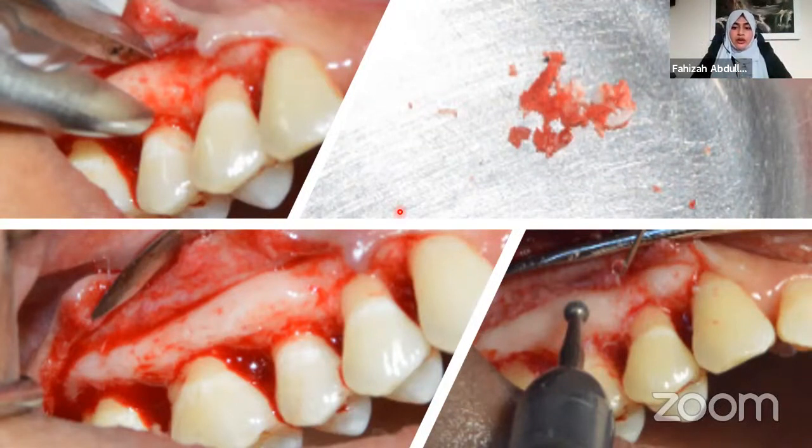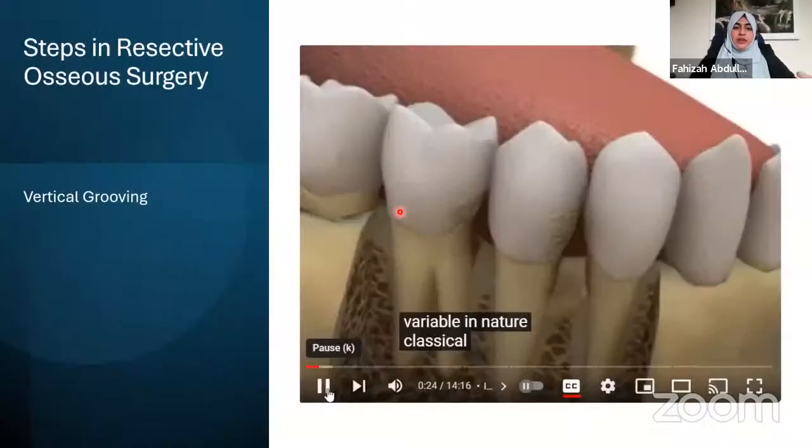Now, when you do an osteoplasty surgery, here I have not well defined the steps in resective osteosurgery as I've done, because I don't have good pictures of that. So let me brief about what resective osteosurgery actually is and what the steps are.